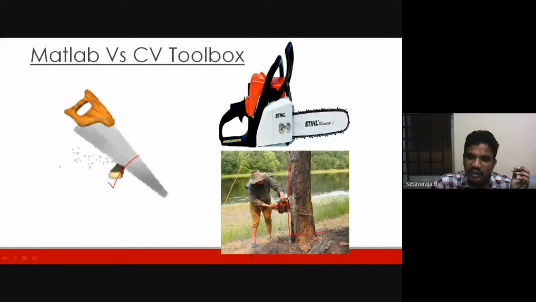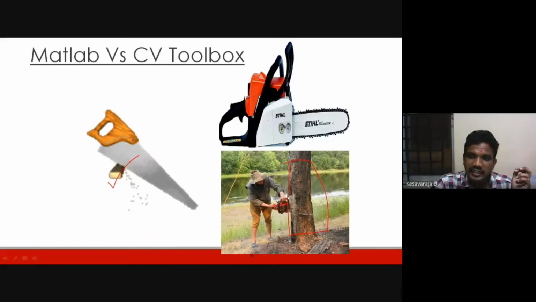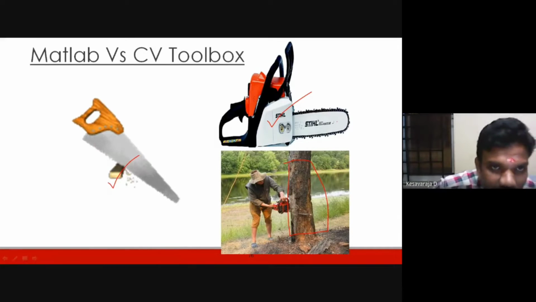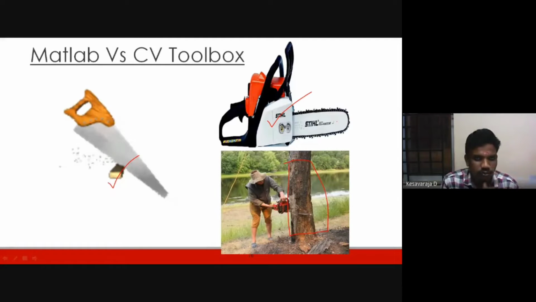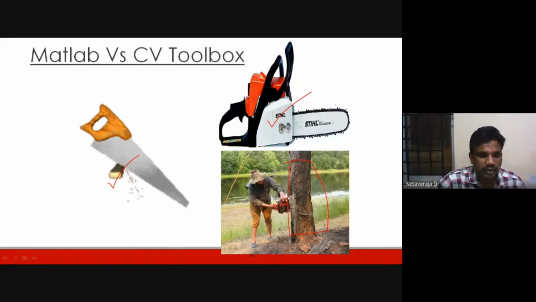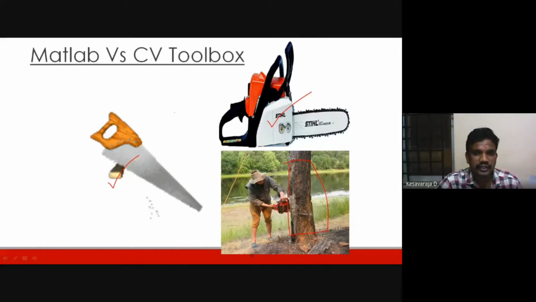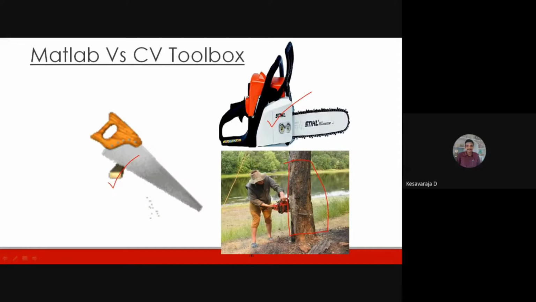But if you are having a larger tree, in that situation, a power cut saw is needed. If you are processing smaller data or a smaller video, in that situation, MATLAB is enough. If you are processing a larger video, in that situation, a power cut saw is needed. If you are processing smaller data, a saw is enough. If you are processing larger data, a power cut saw is needed.